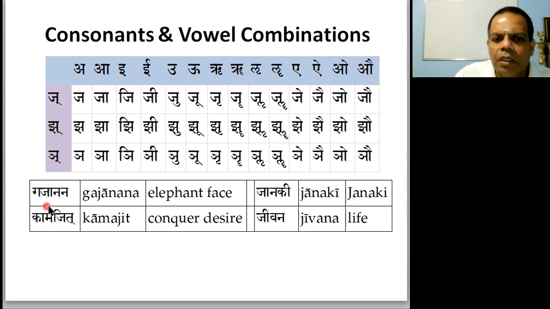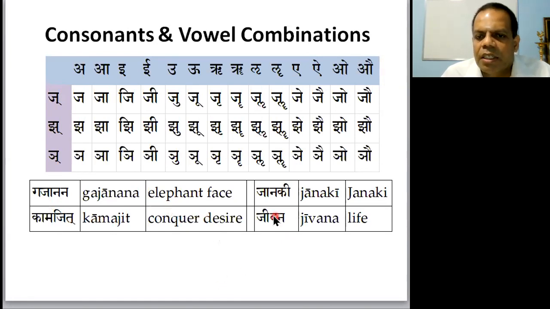Okay, Gajanana. I think all of you are familiar with the word. Gajanana means one who has an elephant face. Gaja means elephant, anana means face. Gajanana is one who has the face of an elephant.